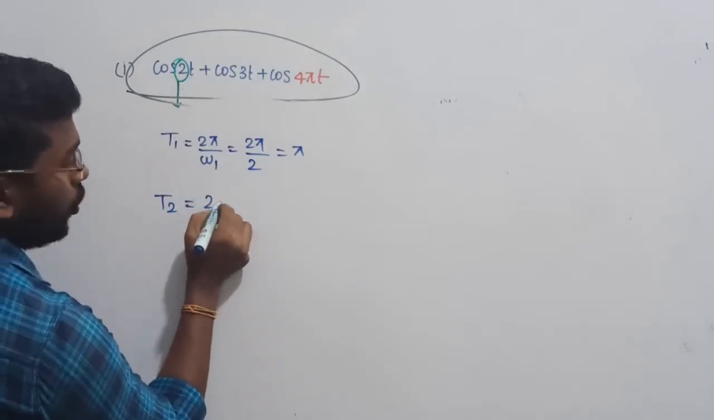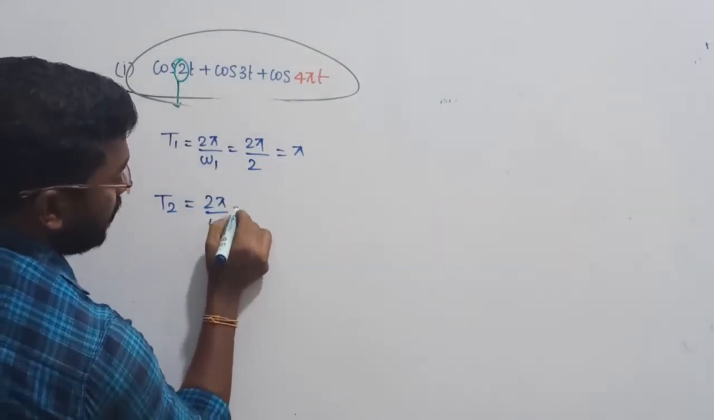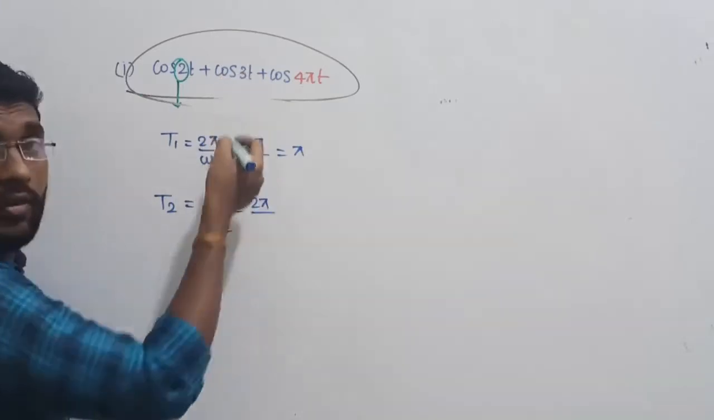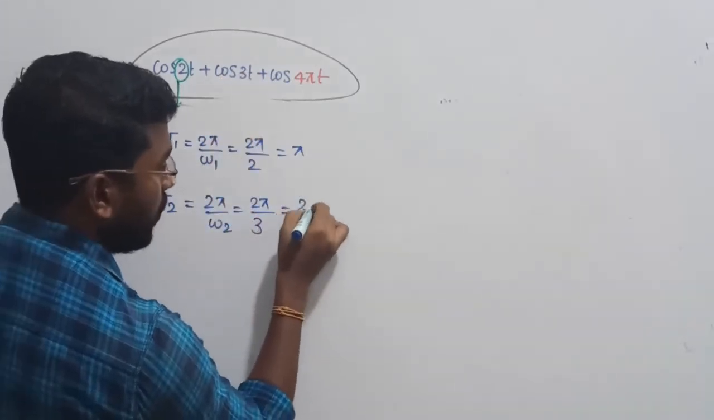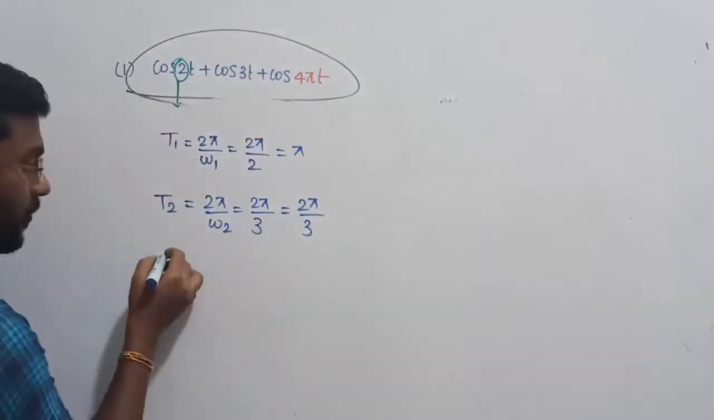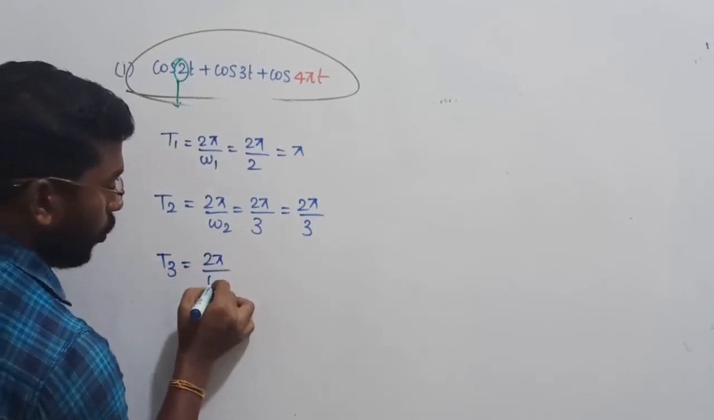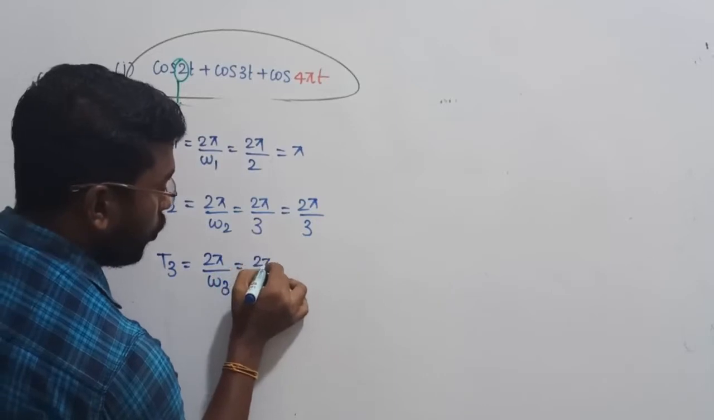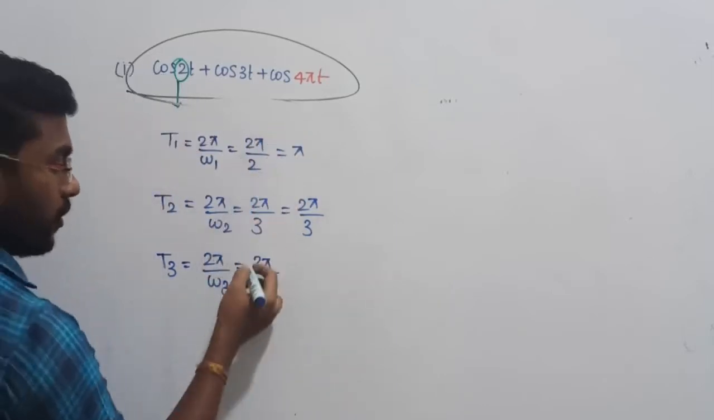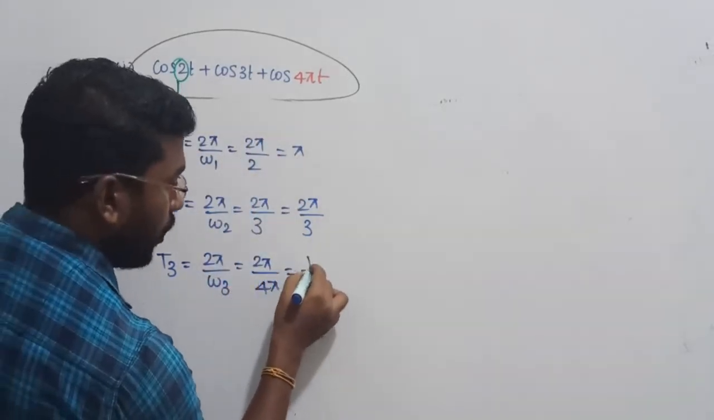Then the time period T2 is 2 pi by omega 2. So that is going to be 2 pi by the value of omega 2, which is 3. So that is going to be 2 pi by 3. And then we are going to consider T3. T3 is going to be 2 pi by omega 3. So that is 2 pi by omega 3, which is how much? 4 pi. So I am getting 1 by 2.